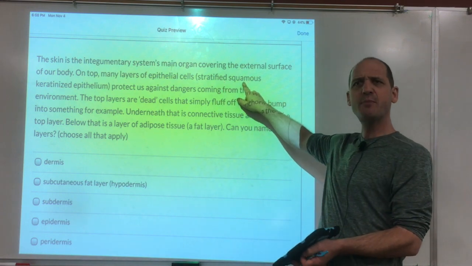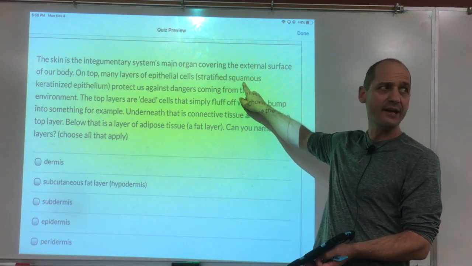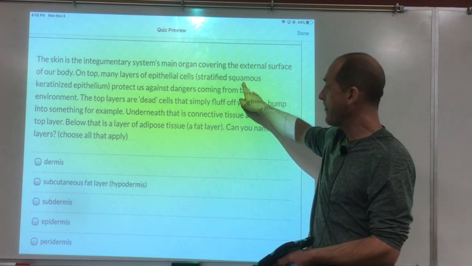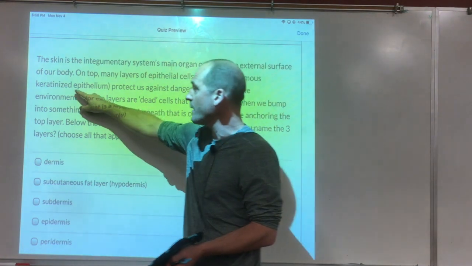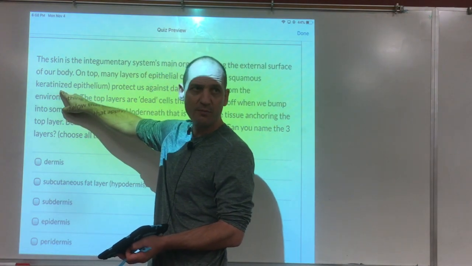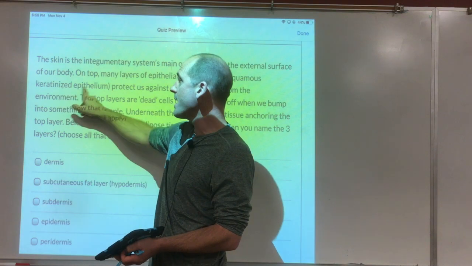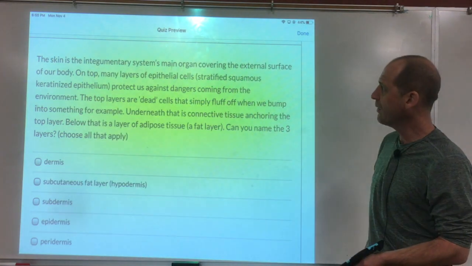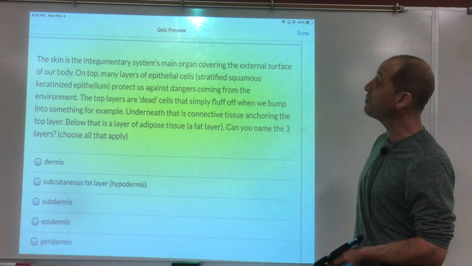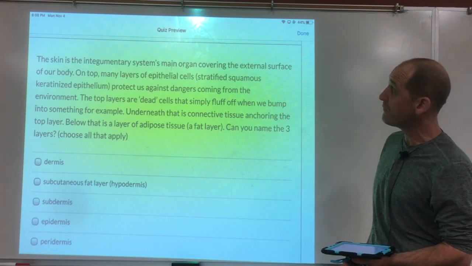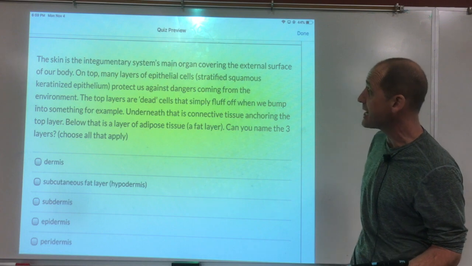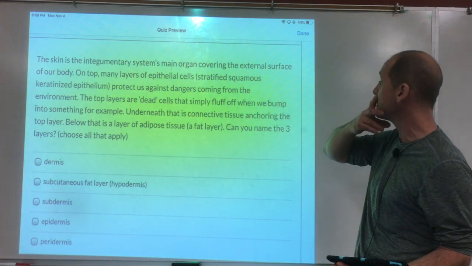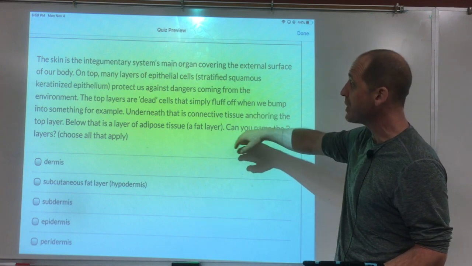Squamous means the shape of the cells are flat fried eggs. They're not cubes, they're not columns, they're flat. And keratinized, we'll talk about that. That means there's a hardened, waterproofing protein in it. And epithelium means the type of tissue. It's that cellular type of tissue. So anyway, that top layer of the integumentary system protects us against danger coming from the environment. Top layers are dead cells that simply fluff off when we bump into something, for example.